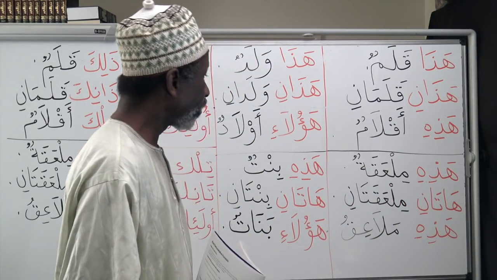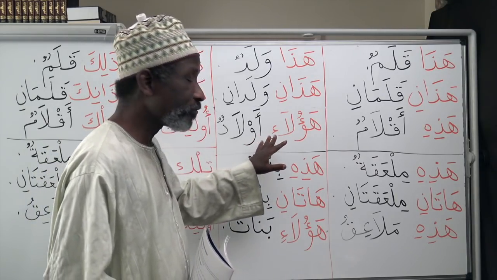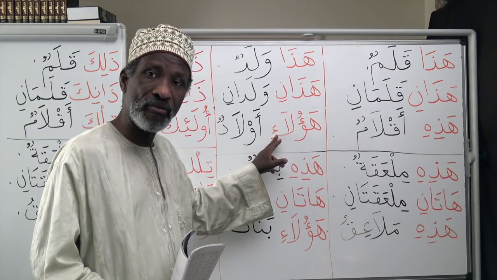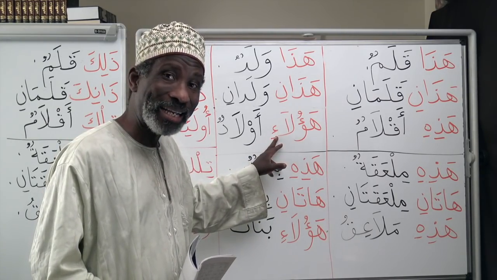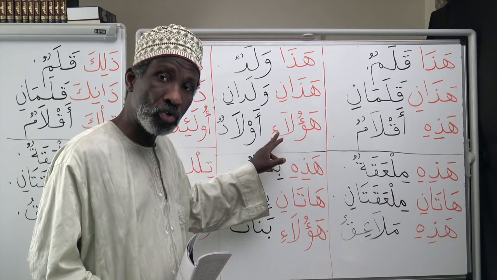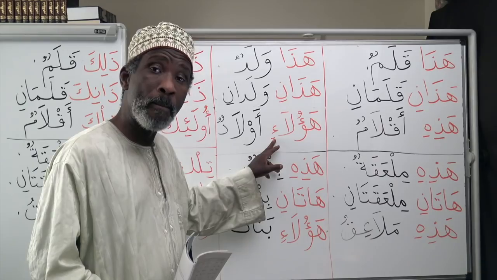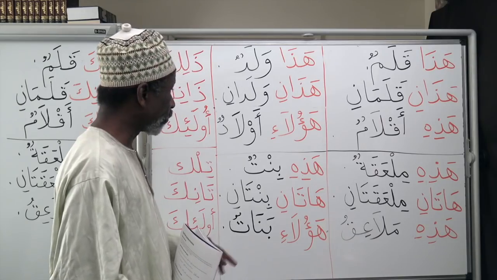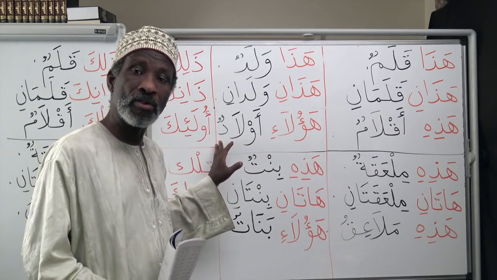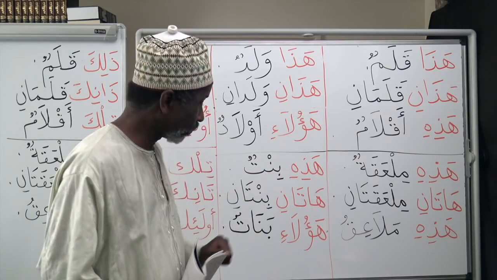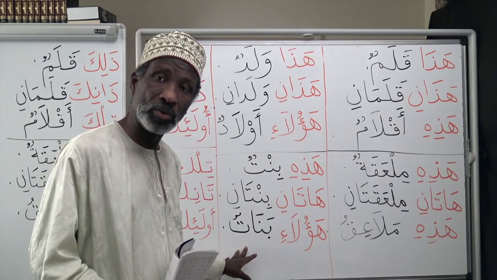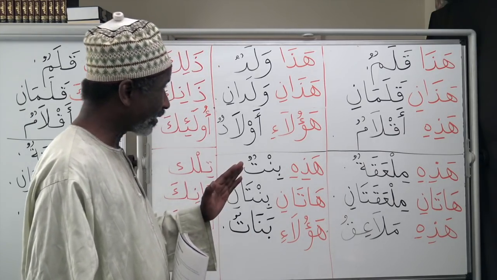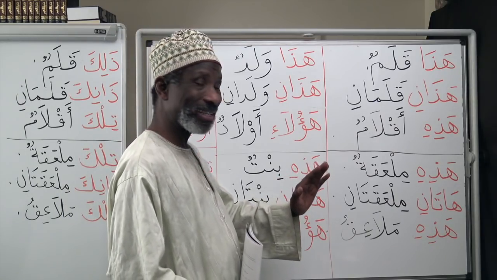هذه ملاعق. But for human, when you're referring to humans in plural, three or more, you use هؤلاء for these are, and it is gender neutral. You use هؤلاء referring to male plural as well as female plural. So you say هؤلاء أولاد. These are boys. هؤلاء بنات. These are girls.